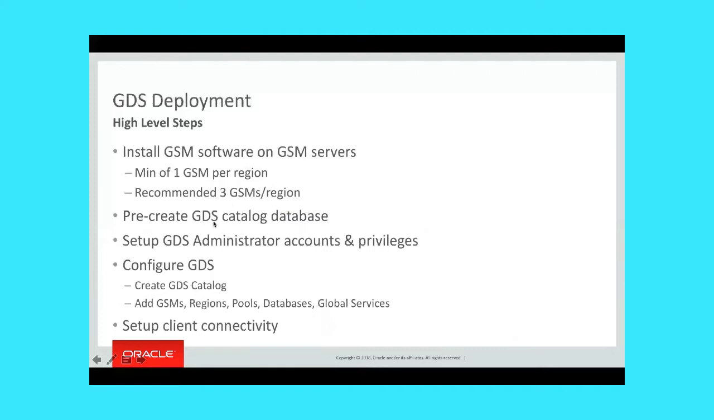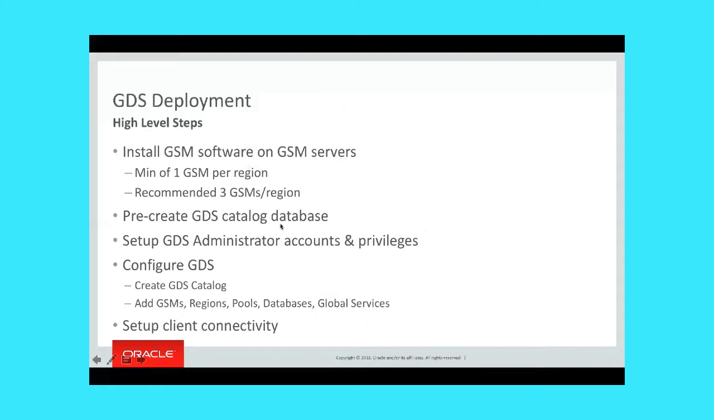The second step is to pre-create a catalog database, like how you have an RMAN catalog or Enterprise Manager repository. With GDS, you have a small-scale catalog database called the GDS catalog. You want to pre-create the database, so later on you can create your GDS catalog schema in that database. We require that all the GSMs, the catalog, and the GDS databases are equal to or greater than 12.1. Ideally, you want to be at 12.2 because that's the latest release that we have.